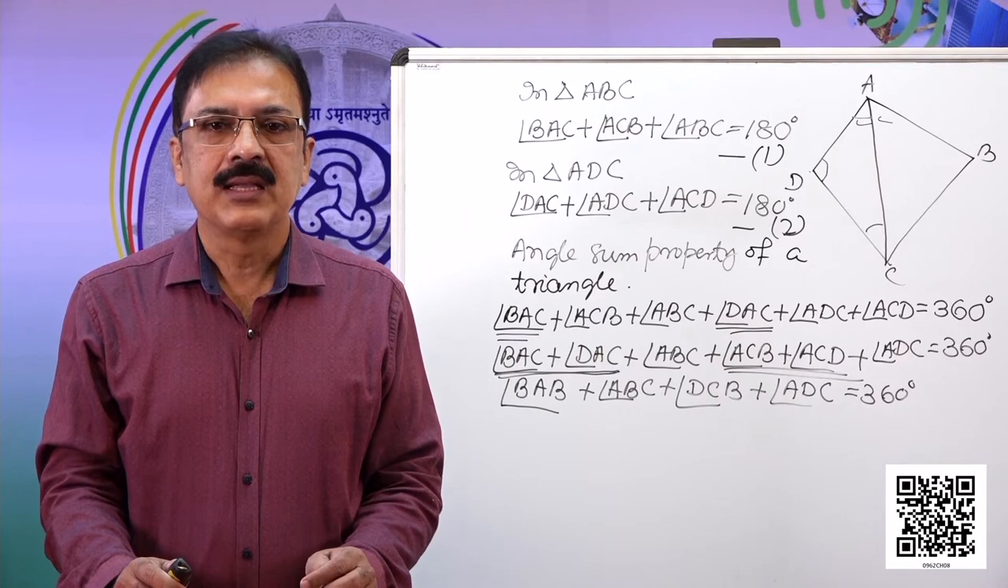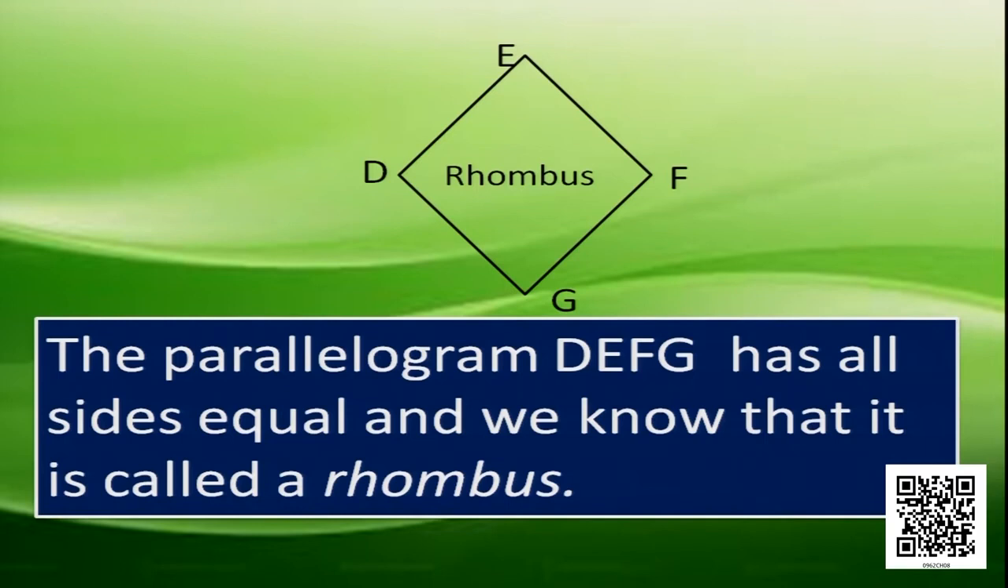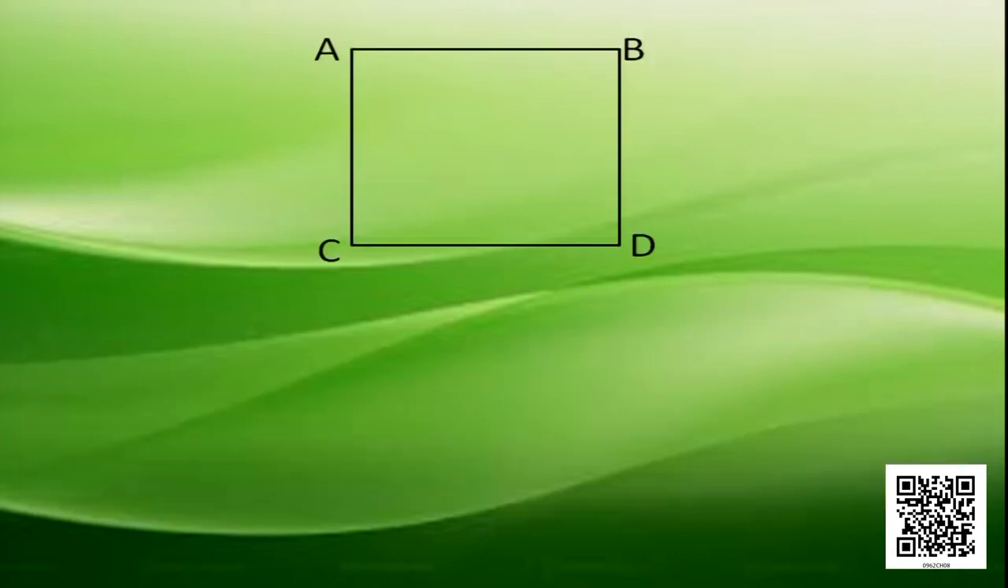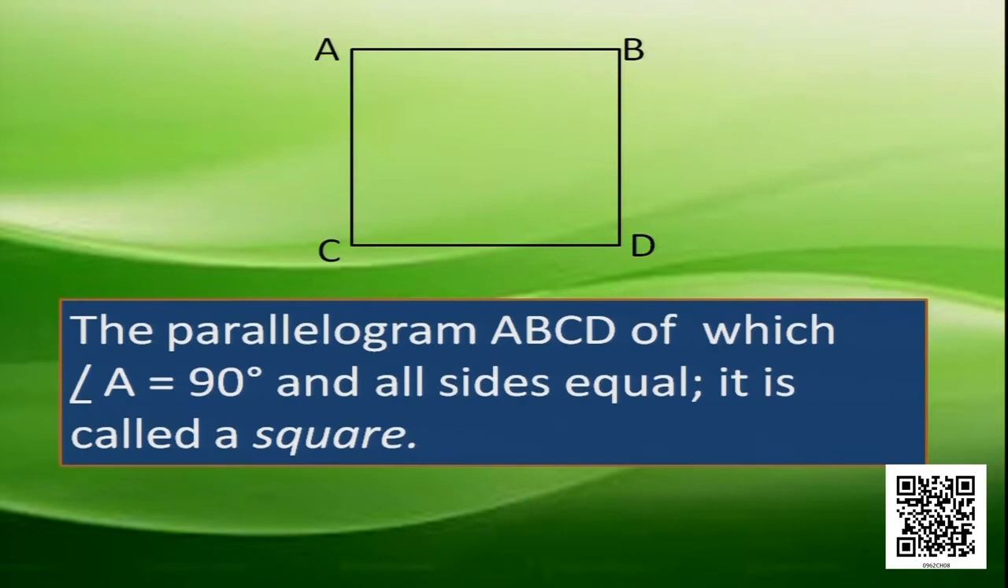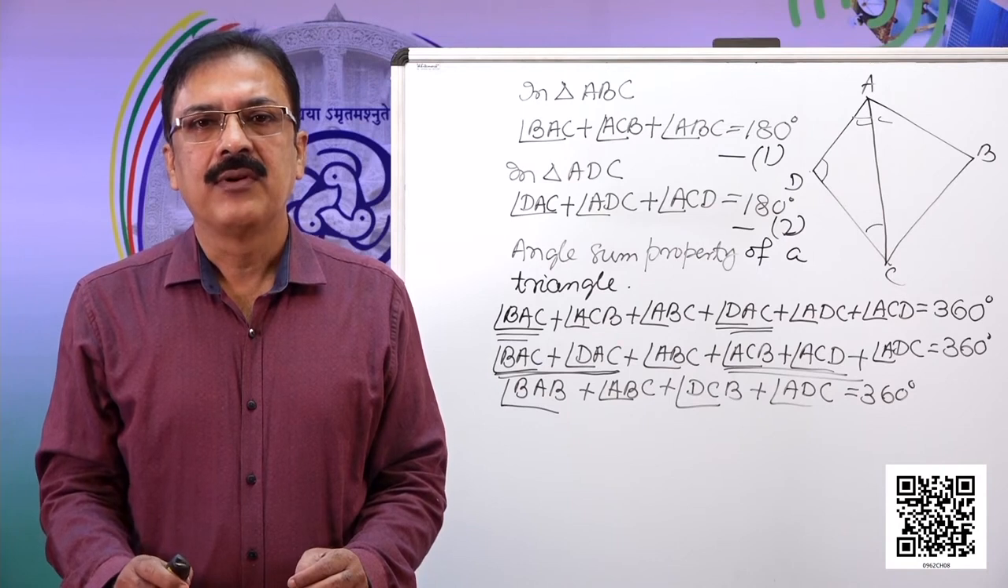Now we can see this type of figure. This is called a rhombus. Why is this called a rhombus? The parallelogram DFG has all sides equal, and if the sides are equal, then it is called a rhombus. Here is a figure in which all the sides are equal, so we can say this is a rhombus, but it is something different. What is the difference? Here the parallelogram ABCD, of which angle A is equal to 90 degrees and all sides are equal, is called a square. So these are all the different types of quadrilaterals.